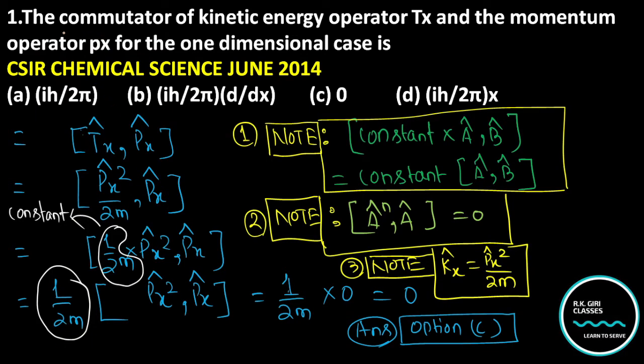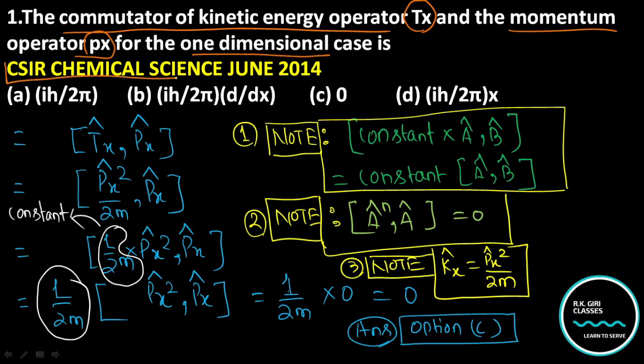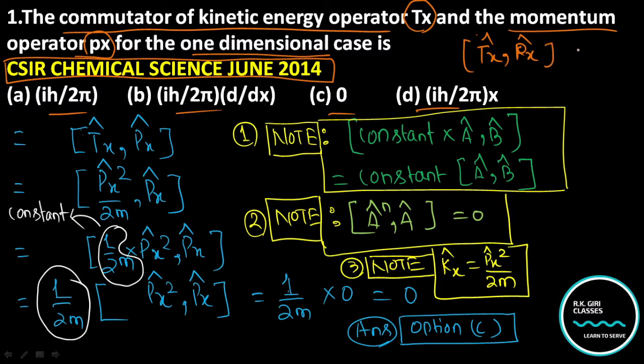The first question is the commutator of the kinetic energy operator, that is Tx, with the momentum operator Px for one dimension, and this is the question from June 2014 CSIR chemical science, with 4 options. So first we need to represent how the commutator is written: Tx commute with momentum, that is one dimensional. One dimensional means you can take any axis, that is x axis, y axis or z axis. Here it is given as x axis.